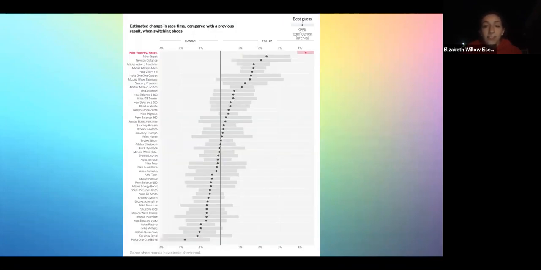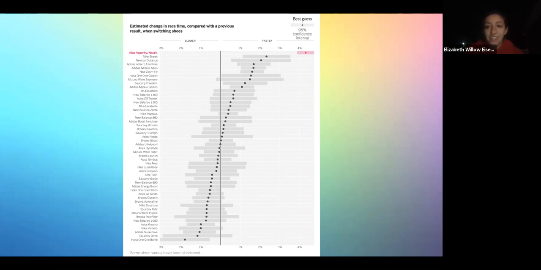And this is what the plot looks like. So on the left side here, maybe you want to pause and take a minute to take it all in, but I'll just explain it briefly. On the left side, there's a whole bunch of different types of sneakers. And then the thing that they're plotting is an estimated change in the race time compared with a previous result after switching shoes. So they have all this data, and then they have data for a specific run where the runner was wearing an old pair of shoes.